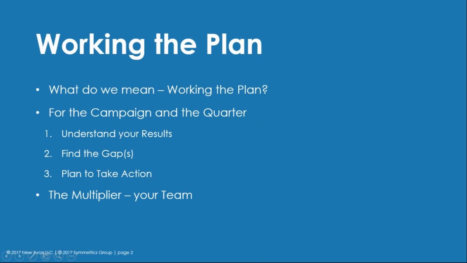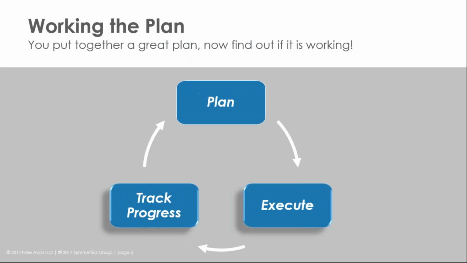So in this module, we're going to go over what we mean by working the plan, how to look at campaign results and also quarter results, so understanding your results, finding the gaps in the business, and then taking action, and also looking at the multiplier, which is your team as well. Everything we do with Avon, especially as a leader, is to look at not only what we can do for our business, but also how we bring our team with us, for those that want to also experience the growth.